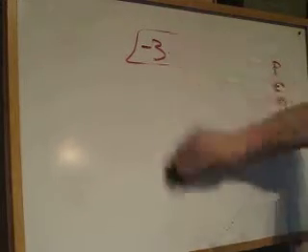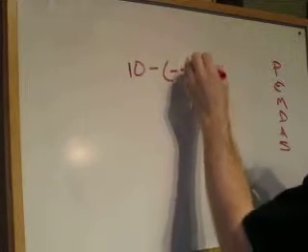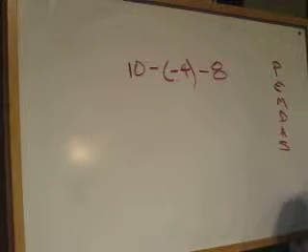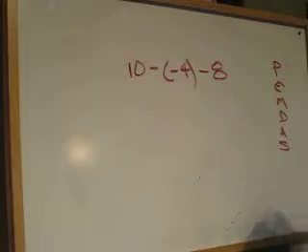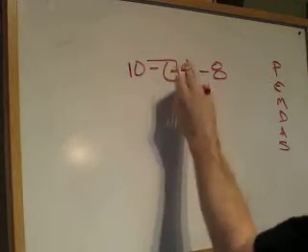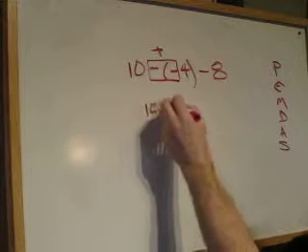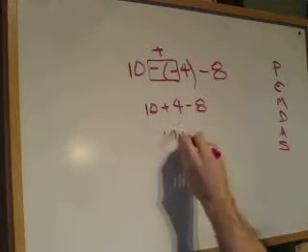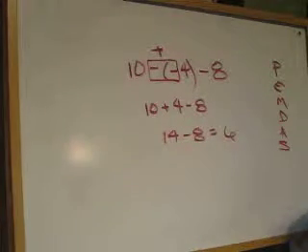Alright, what if we continue on with our examples, number 8? And follow the same pattern here. We go from left to right. These two automatically turn into a positive. So now we have 10 plus 4 minus 8. We add these two, subtract 8, and we end up with 6.